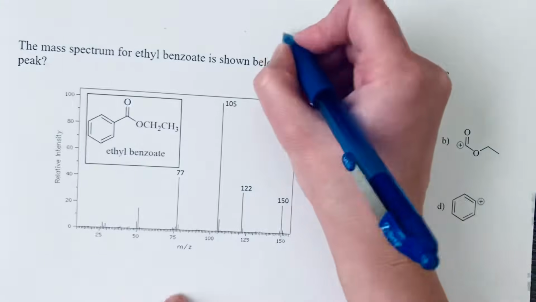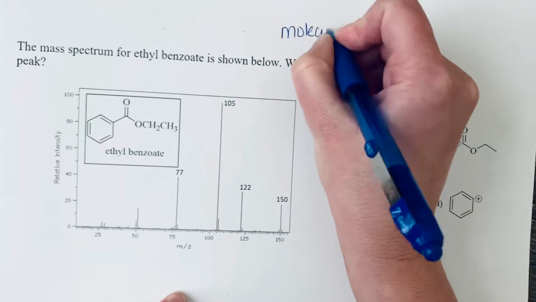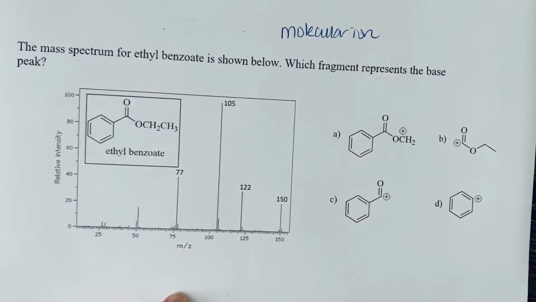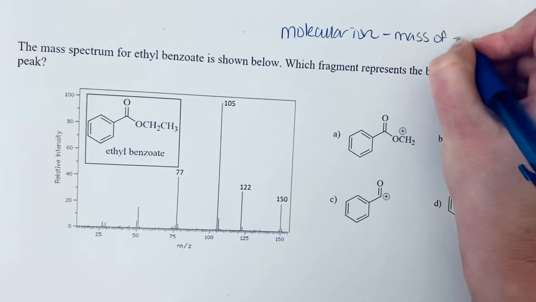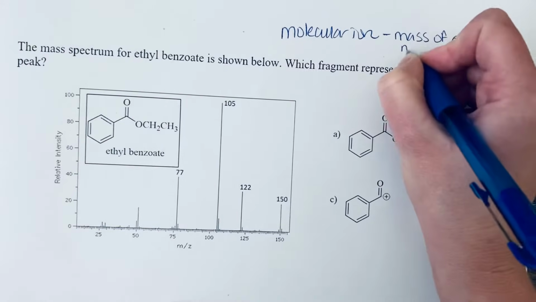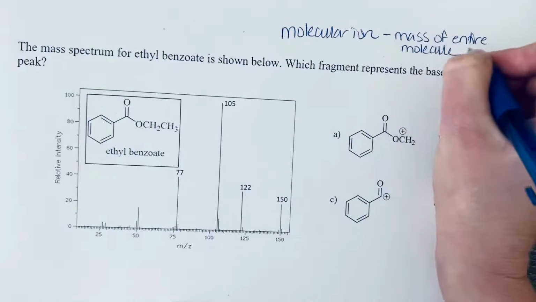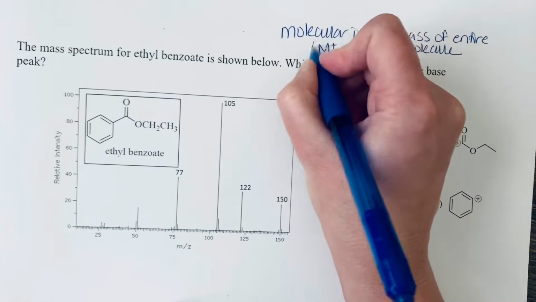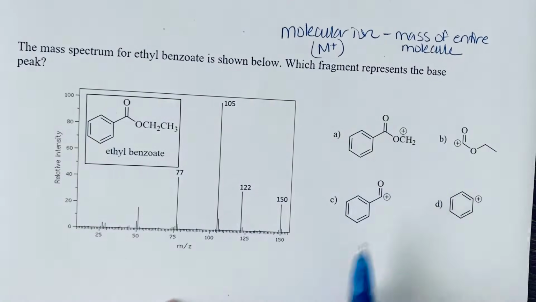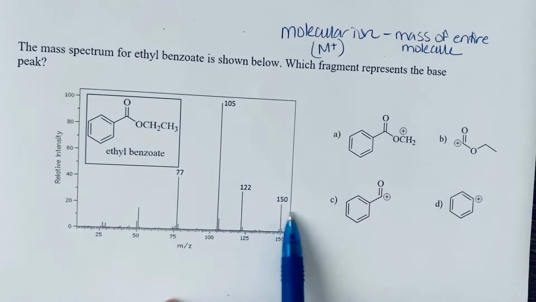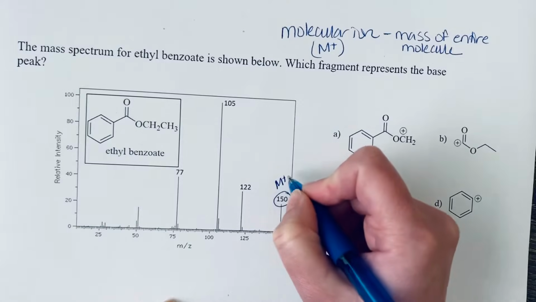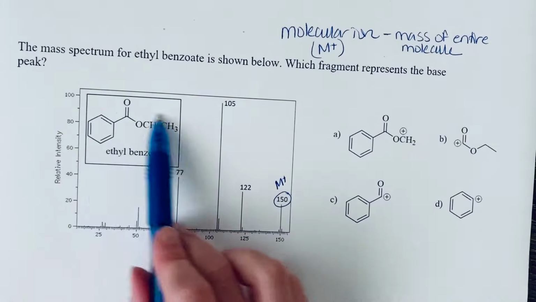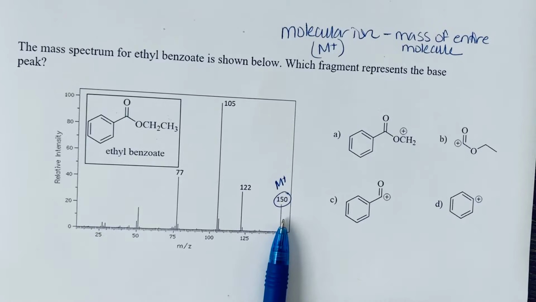So one is the molecular ion. That shows us the mass of the entire molecule. And we usually abbreviate this as M+. And that's often the tallest, the heaviest peak in your spectrum. So that would be this here. This 150 is the M+. And if you were to tally up the molecular weight of ethyl benzoate, you would find out that it weighs 150. And so that's what the molecular ion is.